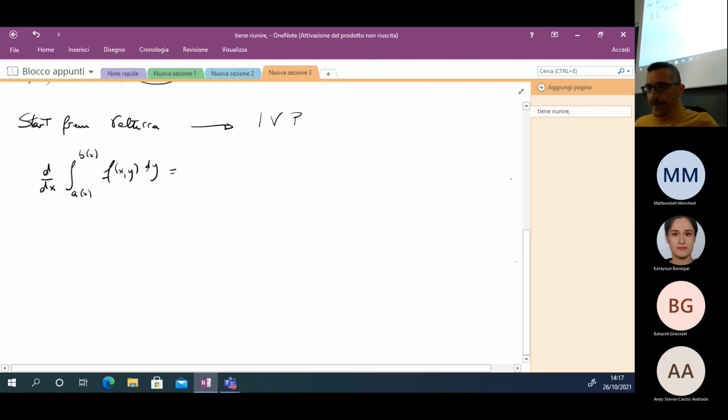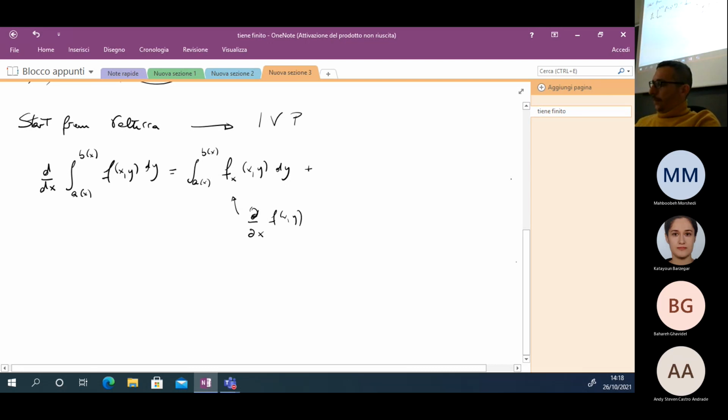What you can prove is that this thing here is equal to the integral between a of x and b of x of the partial derivative of f with respect to x, evaluated in x and y, dy. You understand this notation, no? This is this object here. Okay?